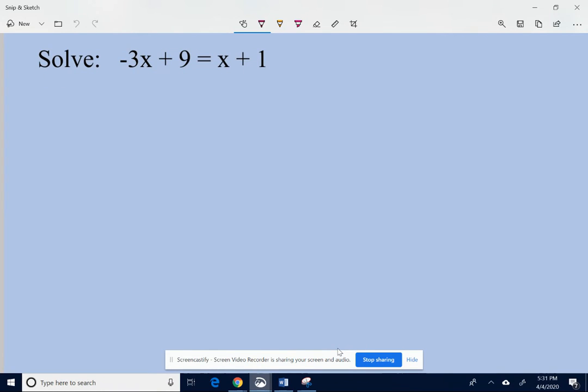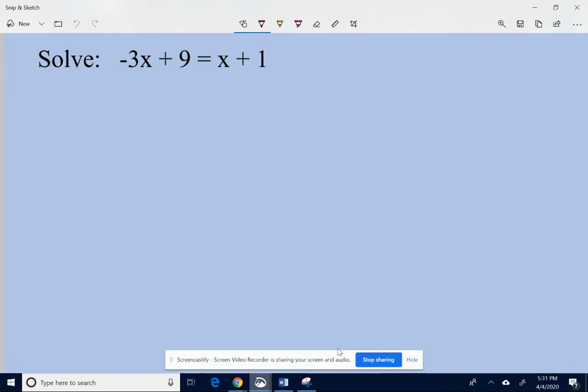Okay, let's look at solving a kind of problem that's a little different. We have one negative x term and one positive x term. So we have negative 3x plus 9 equals x plus 1.